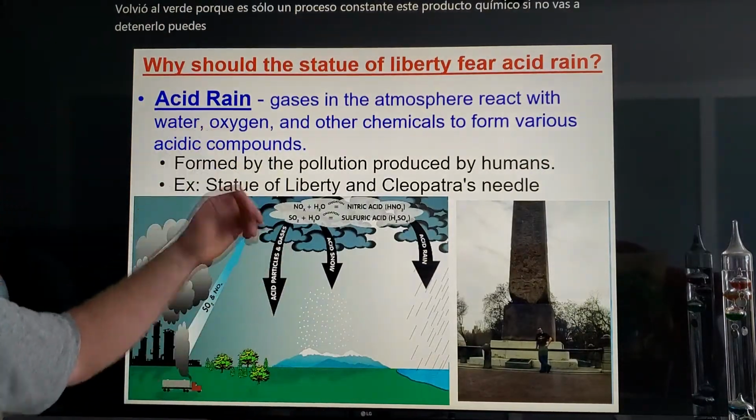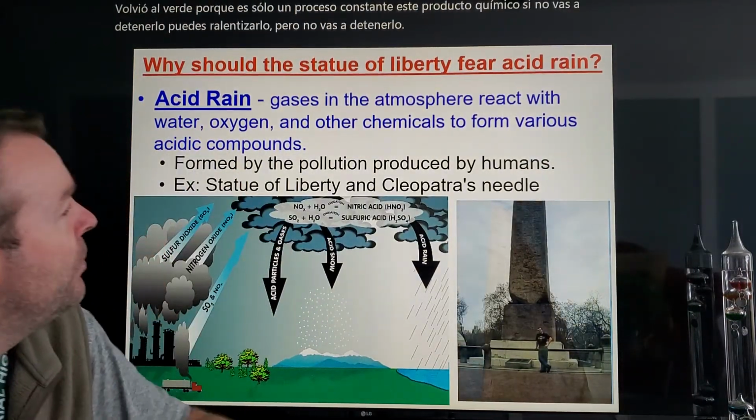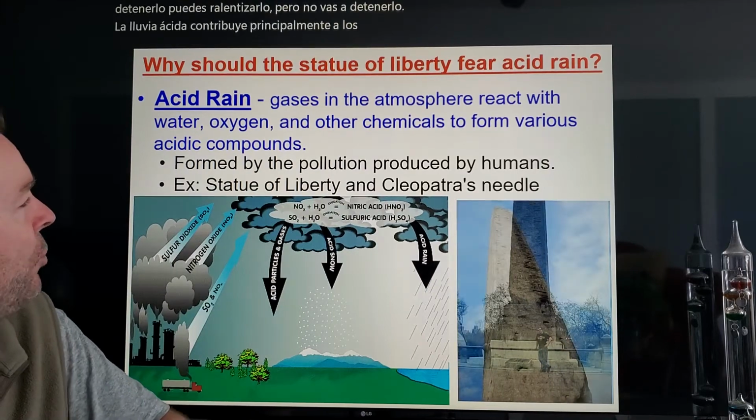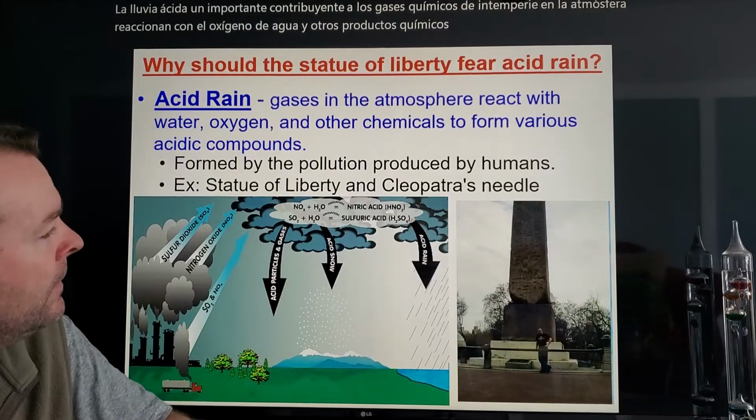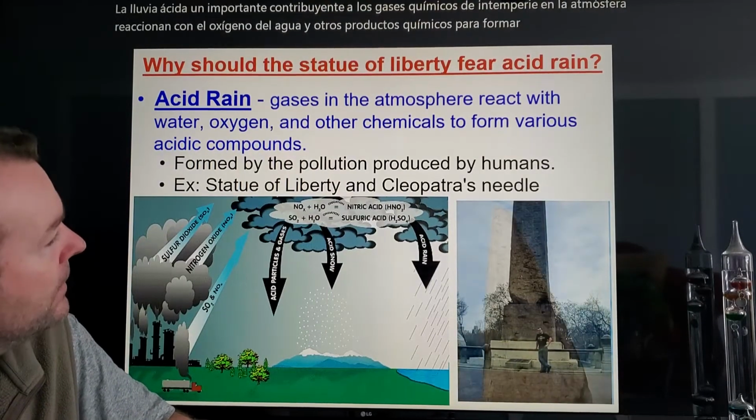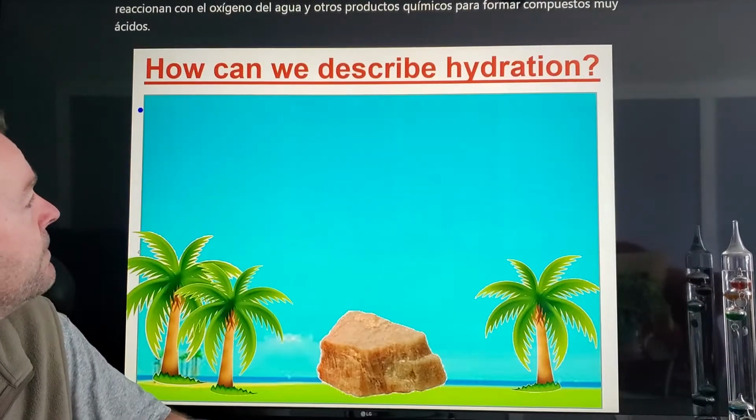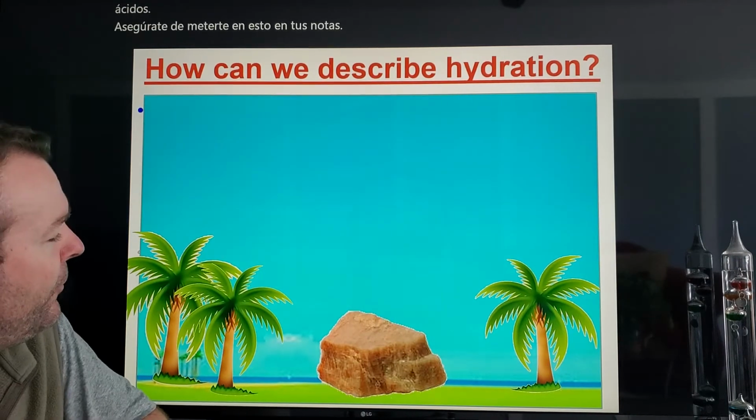All right? Acid rain, a major contributor to chemical weathering. Gases in the atmosphere react with water, oxygen, and other chemicals to form various acidic compounds. All right? Make sure you're getting these in your notes, folks. Hydration, another form of chemical weathering.